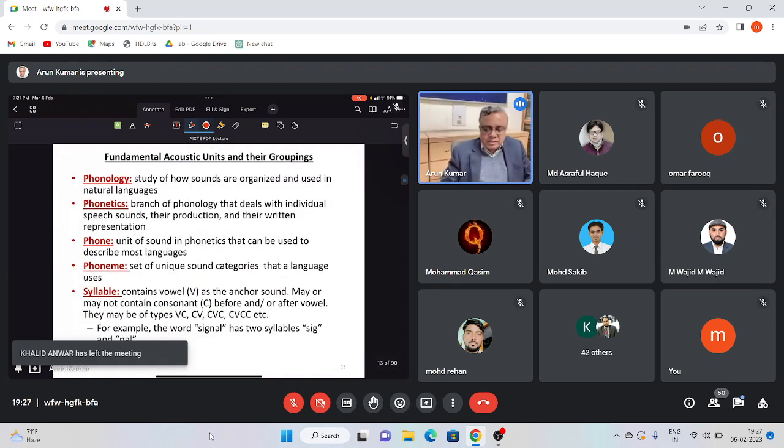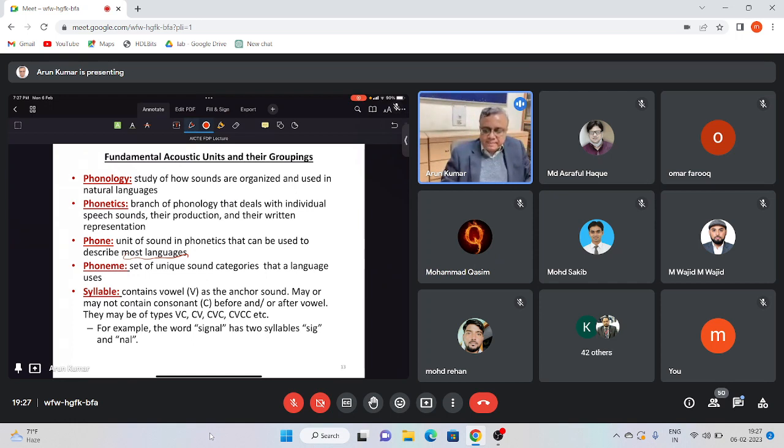Now, some of the important terms when it comes to the study of speech are given in this slide. One of them is phonology. This is the study of how sounds are organized and used in natural languages. Phonetics is the branch of phonology that deals with individual speech sounds, their production, and their written representation. Then a phone is a unit of sound in phonetics. This is not language dependent, in the sense that these acoustic units can be used to describe most languages.